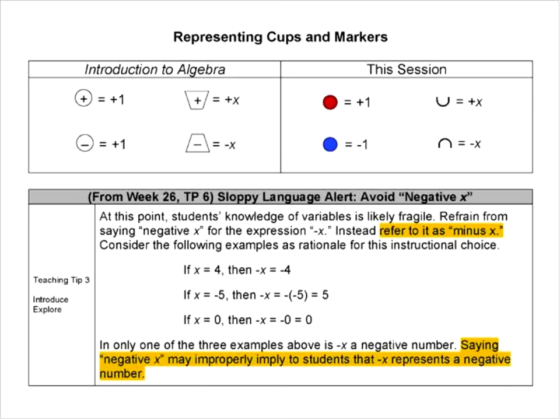And so this might be a good opportunity to talk about this teaching tip here on Sloppy Language Alert. This is in week 26, PP6. You'll note how we say minus X instead of negative X, because by saying negative X, we may improperly imply to the students that it represents a negative number. So we try to stay away from negative X, and we say instead minus X.